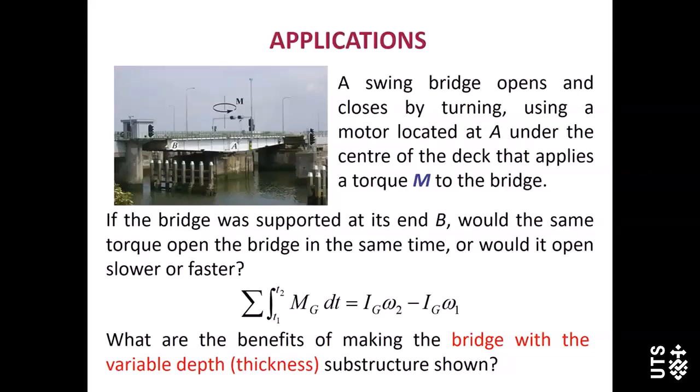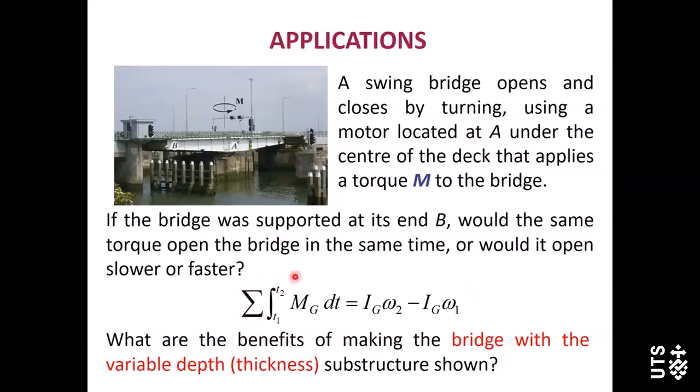Applications. Mass is not uniformly distributed in a swing bridge. More mass is near the rotation axis. Why? Because this can reduce the MMI of the swing bridge, so the torque or the time required to obtain a certain angular velocity can be reduced.